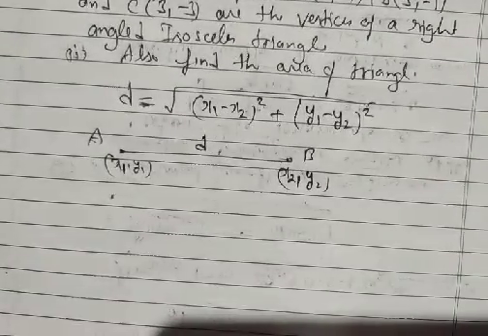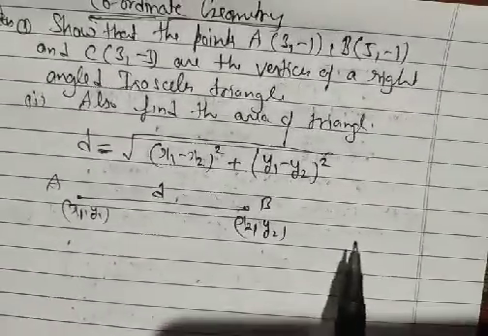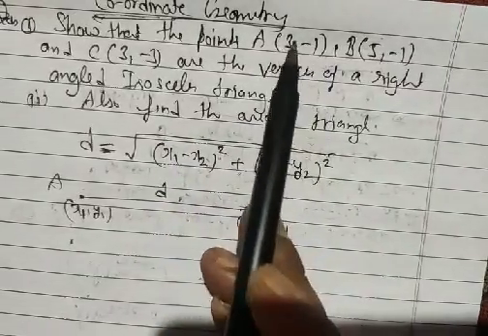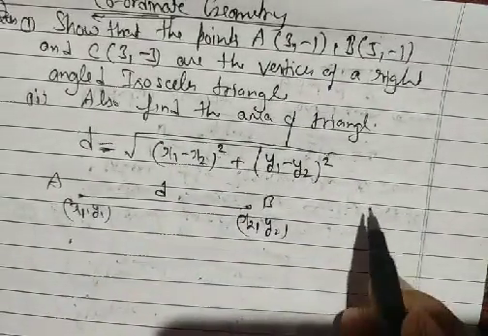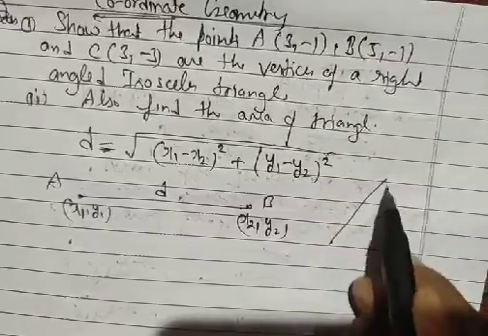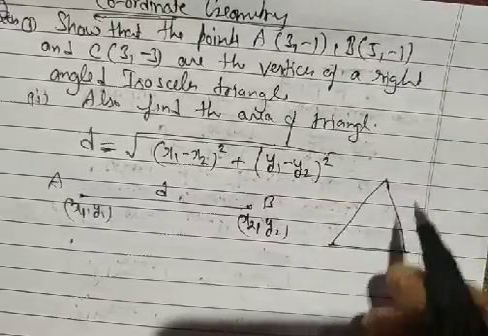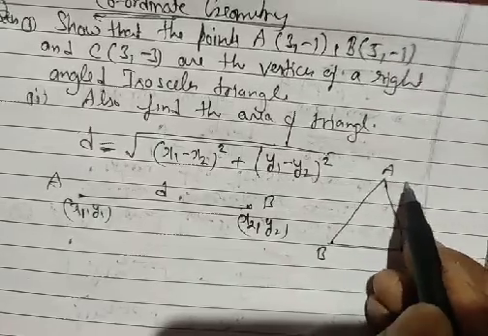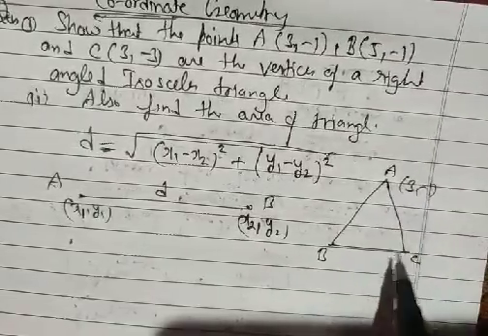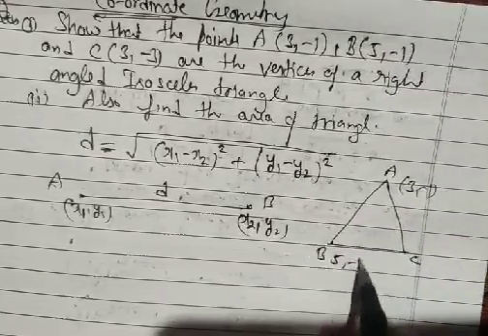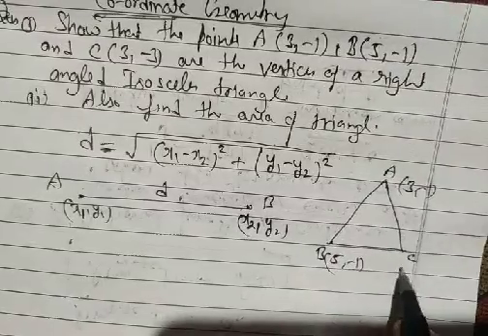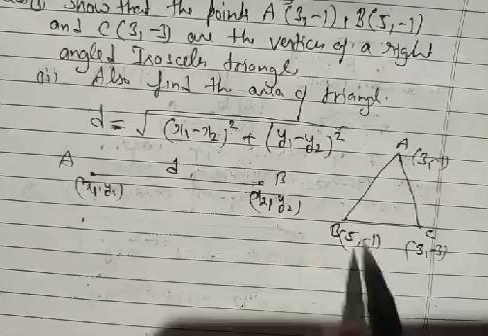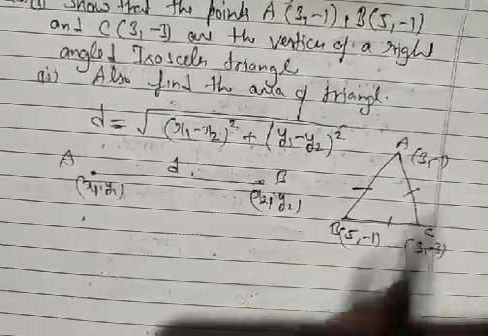Then how can we solve it? First of all, we don't know which point has the right angle or which sides are equal. Then we are going to draw a rough figure. Just suppose we draw a triangle ABC and take the points A (3, -1), B (5, -1) and C (3, -3). Now we are going to find AB, BC and AC one by one.